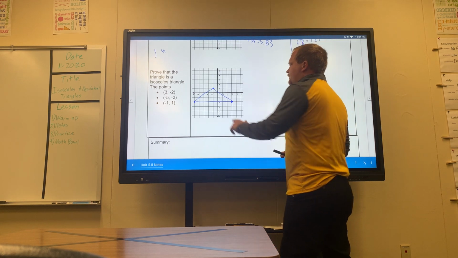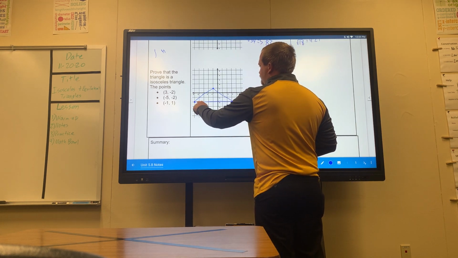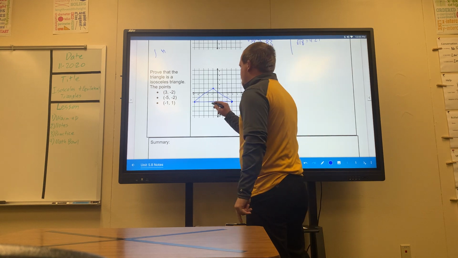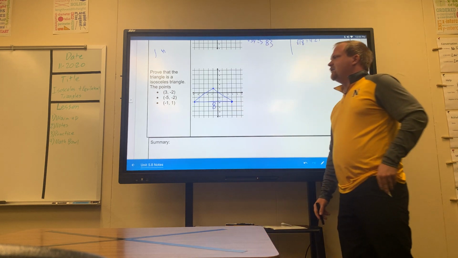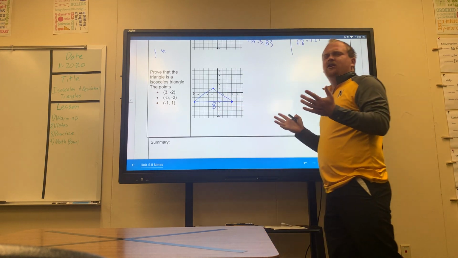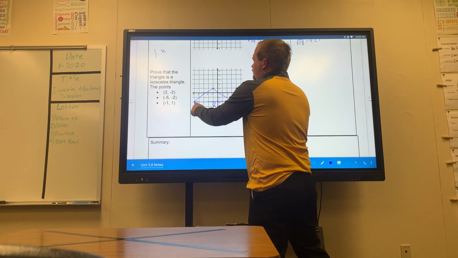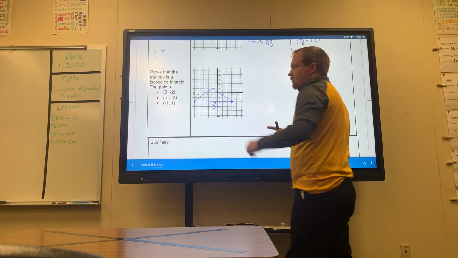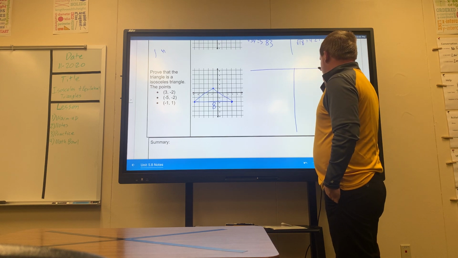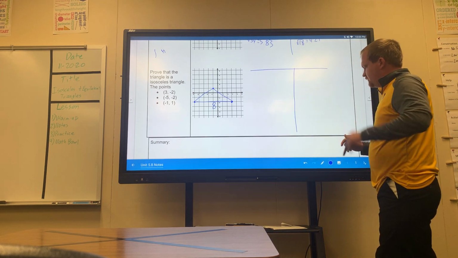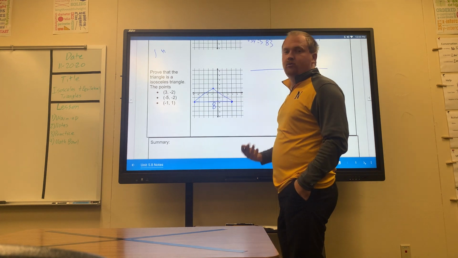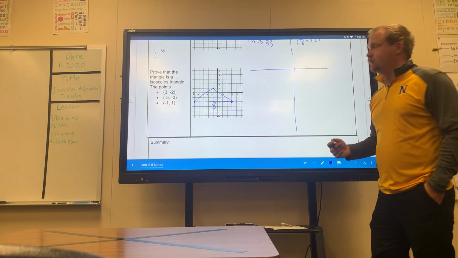Well, first off, looking at this length right here, I go 1, 2, 3, 4, 5, 6, 7, 8. So obviously that length is 8. Just looking at it, it looks like these two are the equal lengths. So I want to use those two lengths to prove that it's an isosceles triangle.